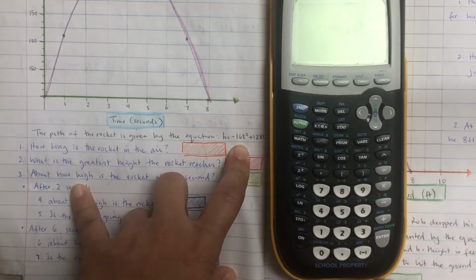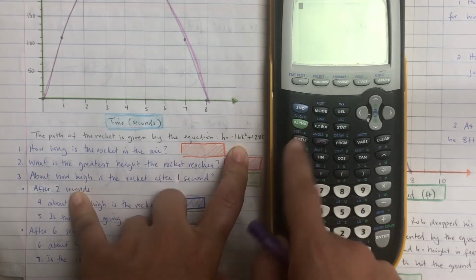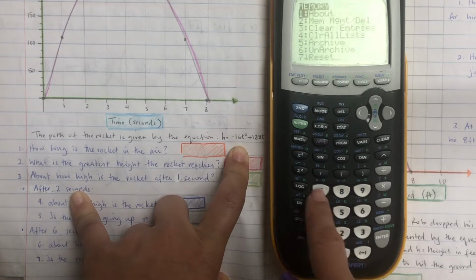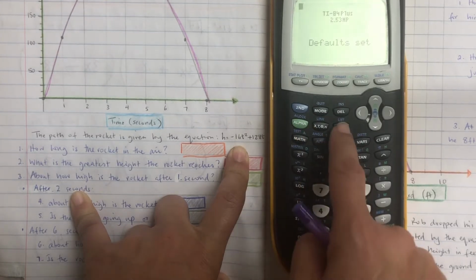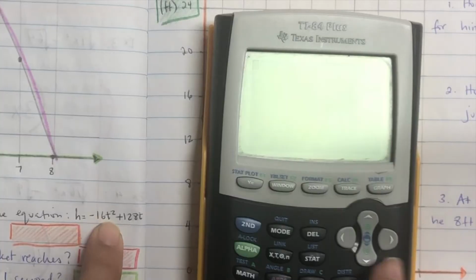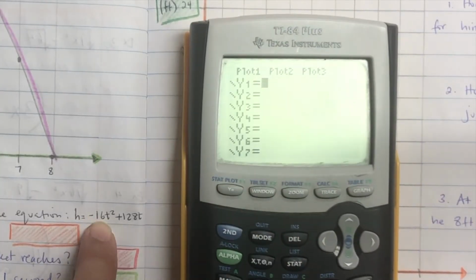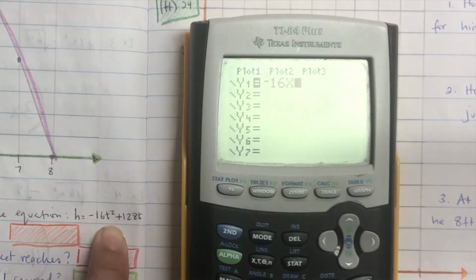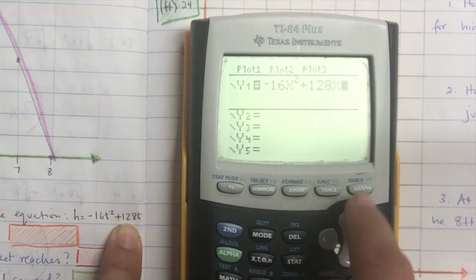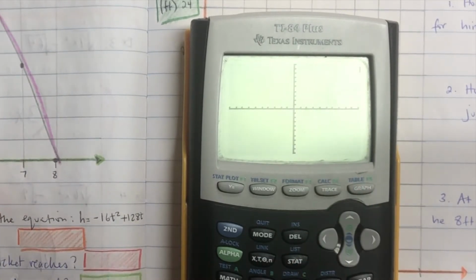All right, so remember, always clear your calculator. So second plus 712, second plus 722, stat 5, enter. So my calculator is ready to be used. Punch in what it says. So y equals negative 16 x squared plus 128 x. Hit the graph, and I should get something that looks like this.